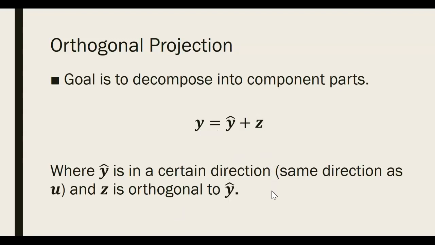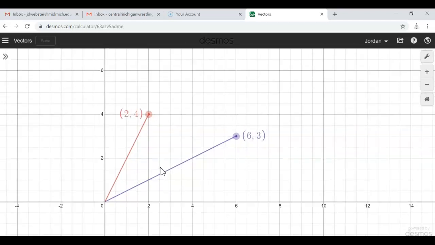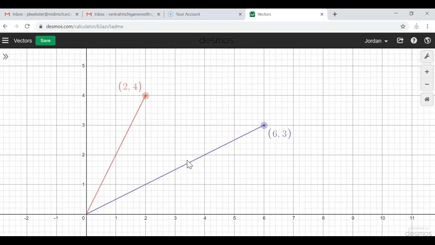All right, so let's go back to that graphing of vectors thing we were doing earlier. Hopefully you remember how we did this. We have just two vectors randomly graphed. So I have the vector 6, 3 and the vector 2, 4. Now, let's say I want to break up the vector 2, 4 into component pieces. One of the pieces is going to be along, or in the same direction as, 6, 3.